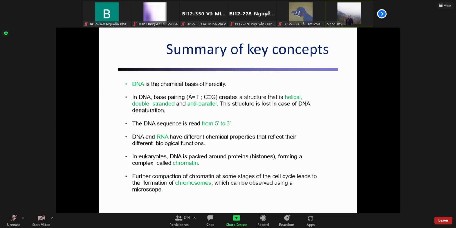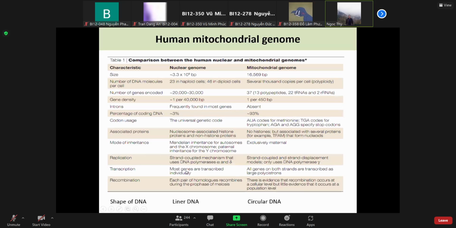What is the noticeable information we need to remember from this table? If you find that this table is too hard to remember, just remember that the nuclear genome carries over the characteristic features of eukaryotic genomes, and the mitochondrial genome has all the characteristic features of prokaryotic genomes. That's it.